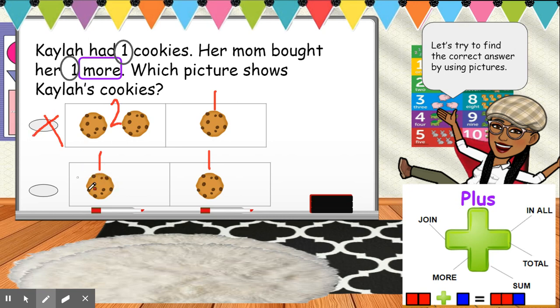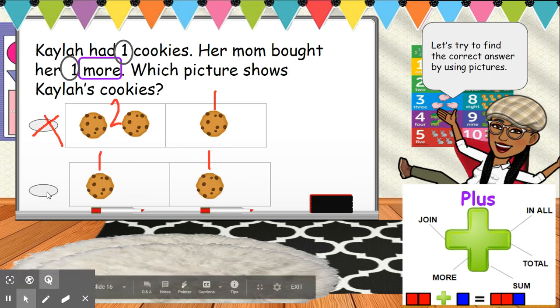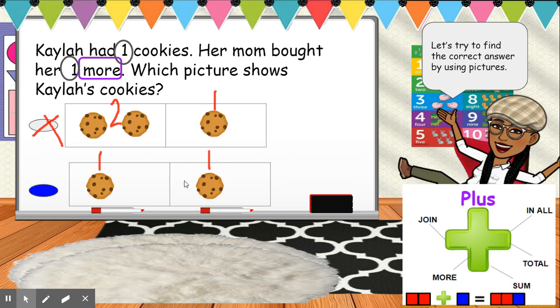Now let's look at this one. Okay. Kayla had one cookie. Okay. Does this have one cookie? Yes. Okay. Her mom bought her one more. Okay. So in our second group, we should have one. Okay. So does this have one? Yes, it does. So this says Kayla had one cookie and her mom bought her one more. So the correct answer is the second answer, okay? Because Kayla had one cookie and her mom bought her one more.